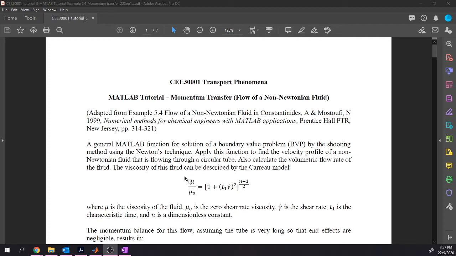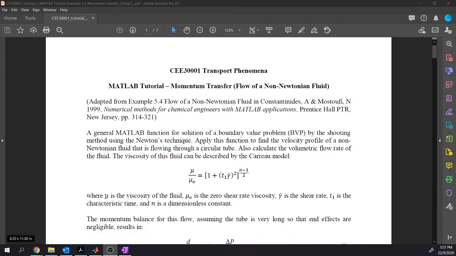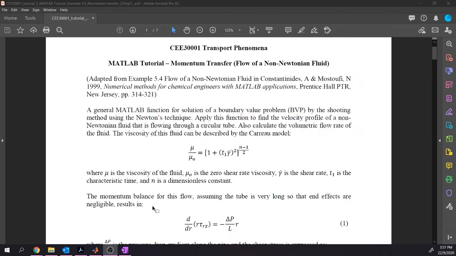Okay, so we want to use a function to find the velocity profile and calculate the volumetric flow rate of the fluid, where mu is the viscosity of the fluid, mu0 is the zero shear rate viscosity, gamma is the shear rate, T1 is the characteristic time, and n is a dimensionless constant.